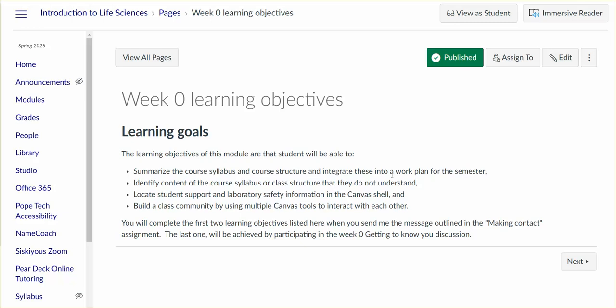ask questions about that. There's also a bunch of student support pages in the week 0 module and a page about laboratory safety. And then there's a couple of opportunities to communicate with each other using Canvas tools in this week 0 module. Those are towards the end.